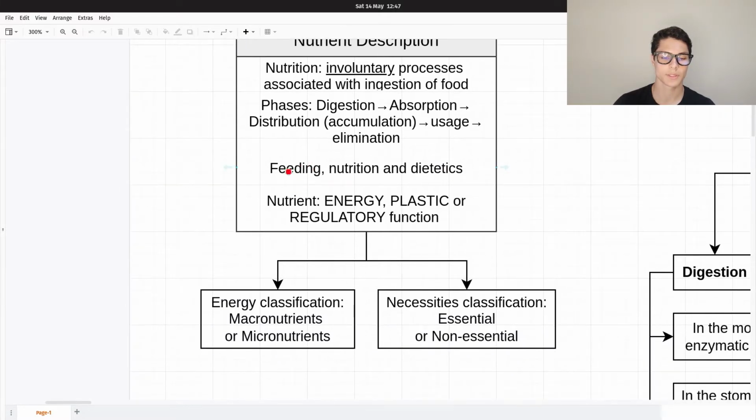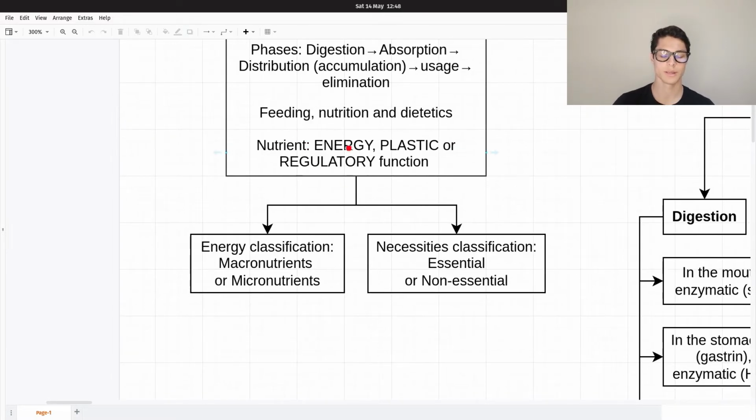We have to differentiate between feeding, nutrition, and dietetics. Feeding is the act of ingesting food. Nutrition is the act of getting nutrients in, and the involuntary process associated with ingestion of food. And dietetics is changing our ingesting behavior to obtain specific goals in nutrition.